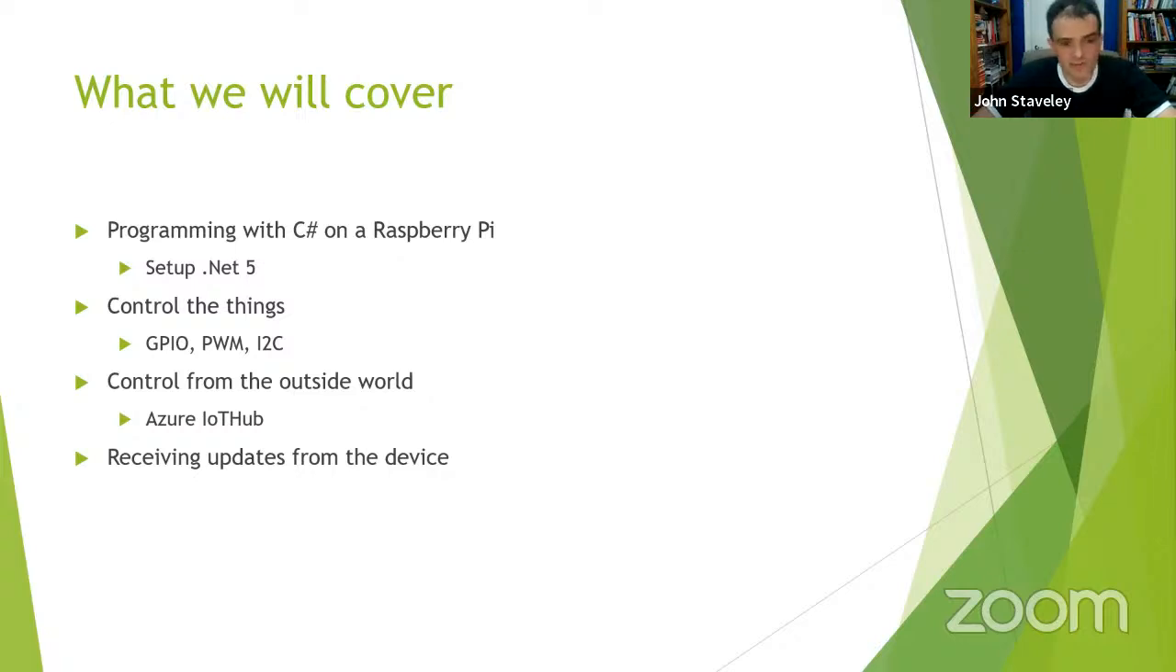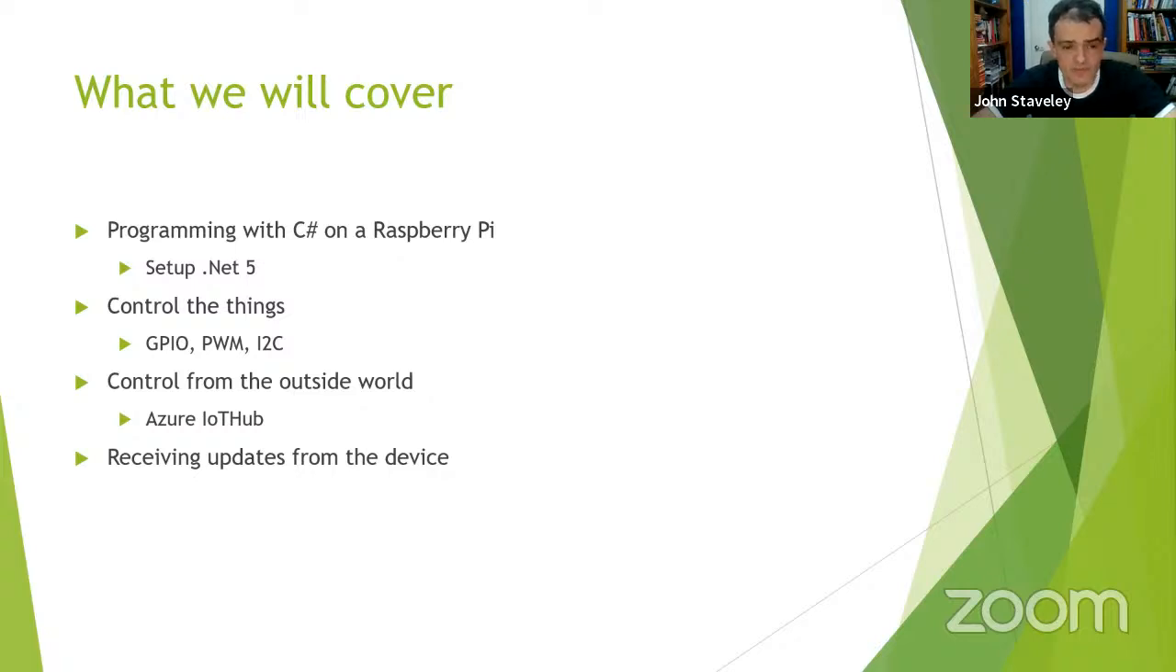Then I'll be showing you how to control things. So as I said in the introduction, if you want to control a cat flap, then you need some servos or some switches to detect whether it's open, or more complicated devices like I2C, like RFID, or a whole range of different things. You need to understand the different interfaces that Raspberry Pi offers. So we'll be covering GPIO, PWM, and I2C.